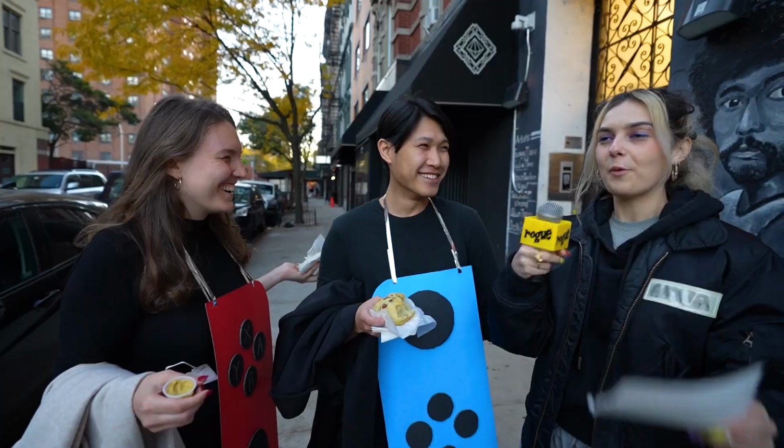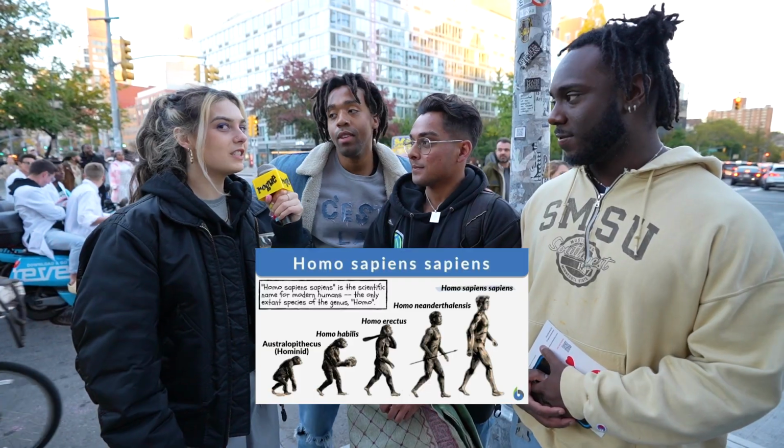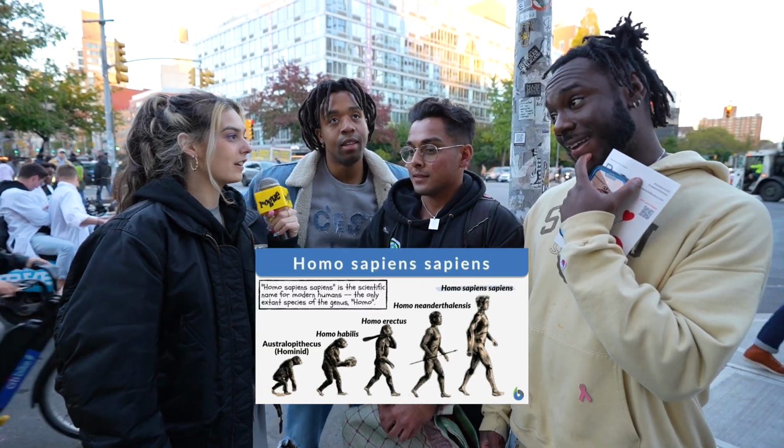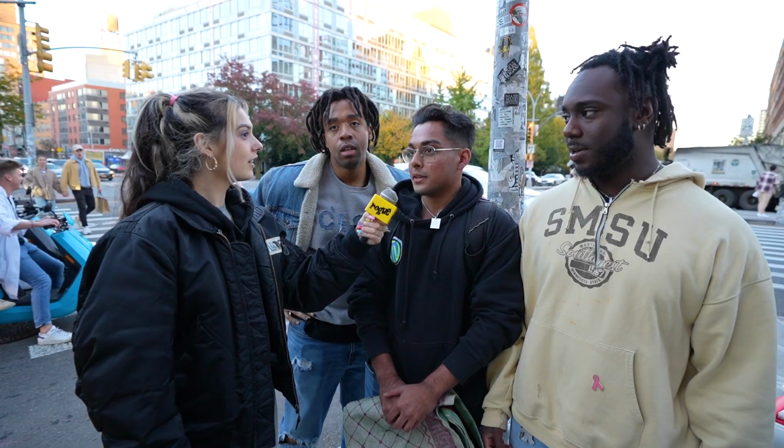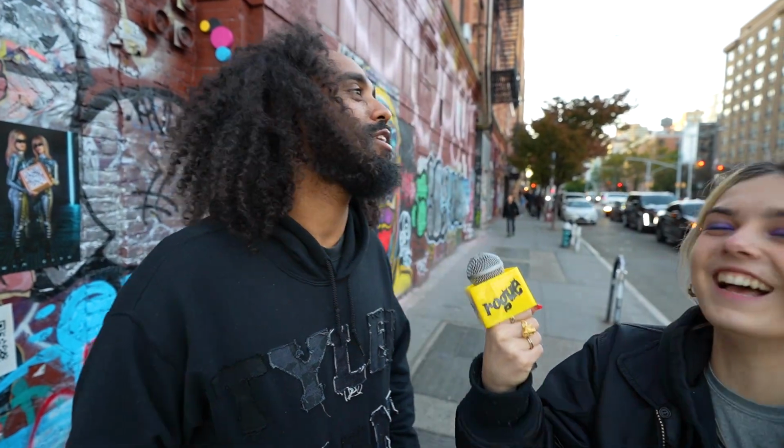What are we breathing in? Air. Oh, oxygen. What two countries border the U.S.? Canada and Mexico. Who invented the telephone? Alex Graham Bell. Wait, what's the scientific name for a human? Homo sapien. What is the capital of the United States? There's no capital of the United States. Damn, I'm too high for this right now.